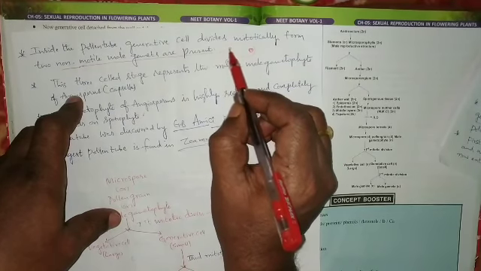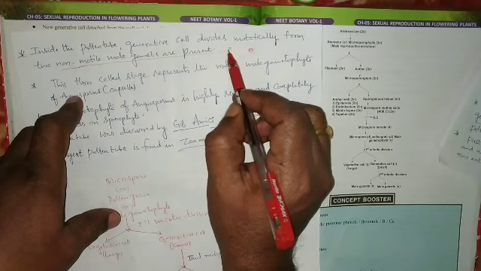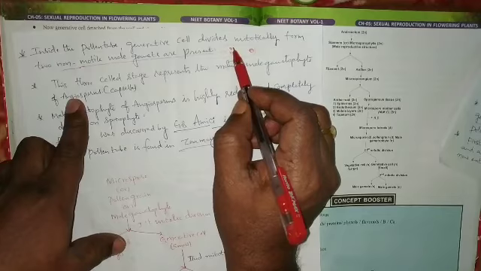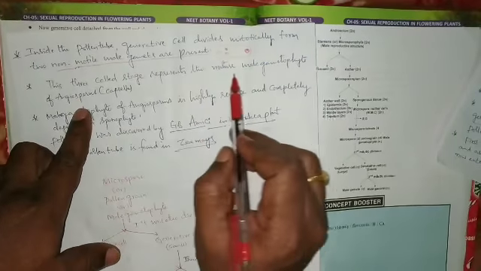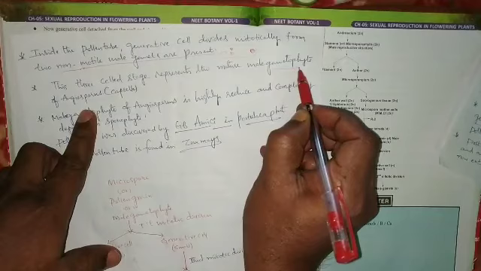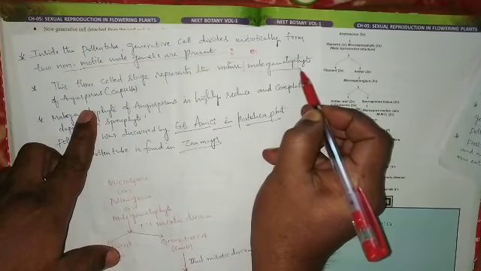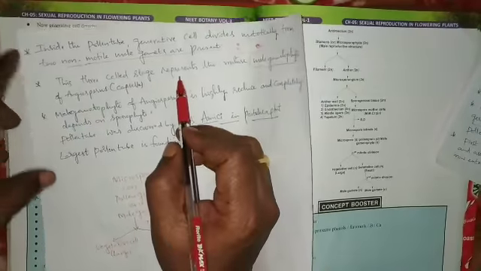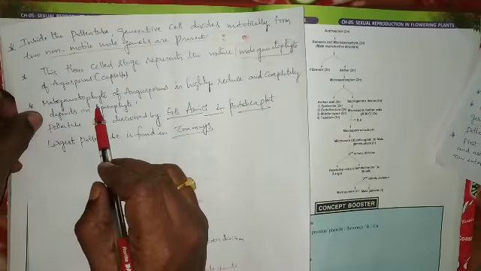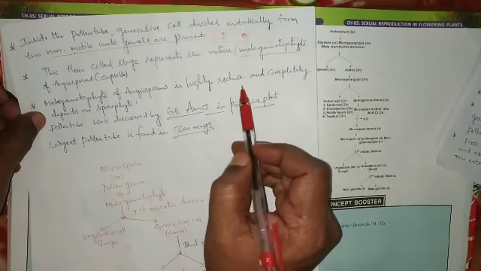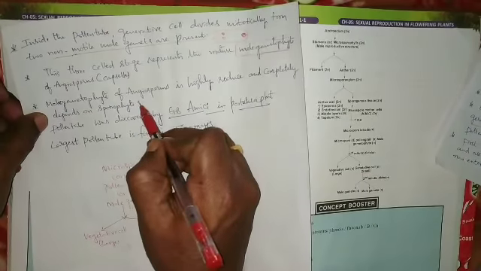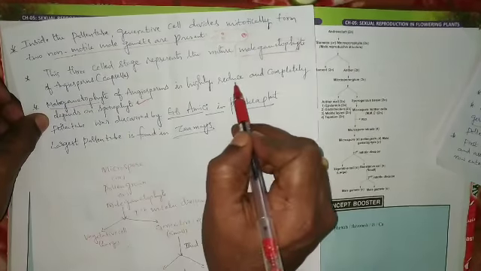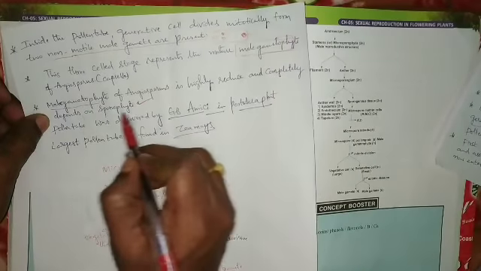That means inside the pollen tube now three cells are present: one vegetative cell and two haploid male gametes. This three-cell stage represents the mature male gametophyte of angiosperms. The male gametophyte of angiosperms is highly reduced and completely dependent on the sporophyte.